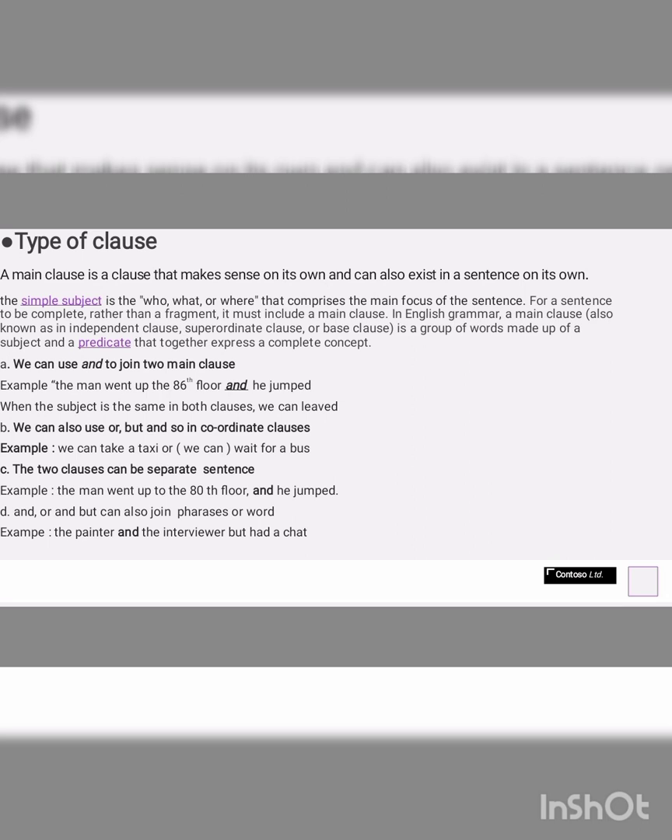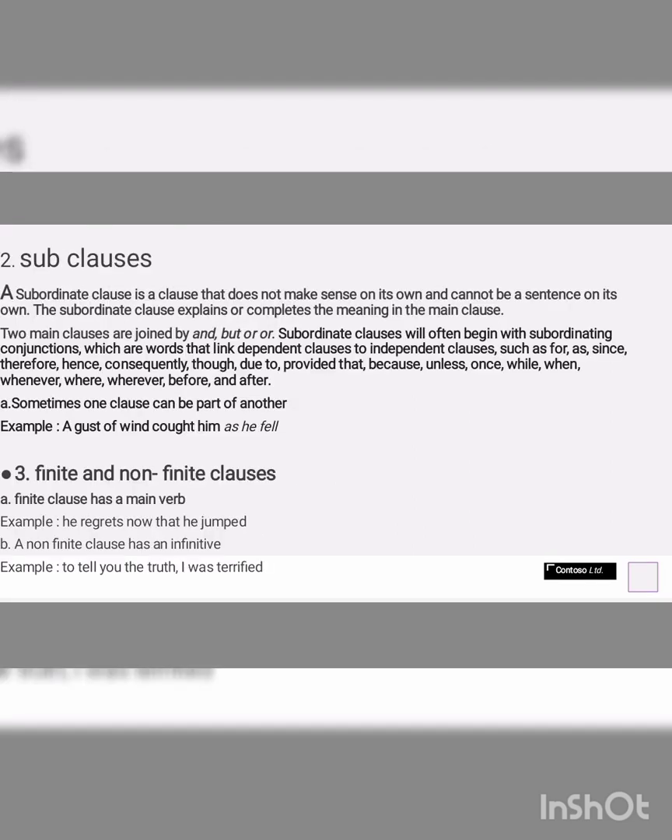D. And or and but can also join phrases or words. Example: the partner and the interviewer but had a after that.